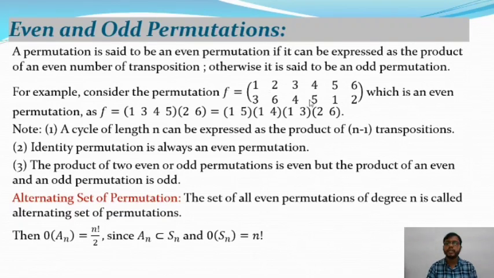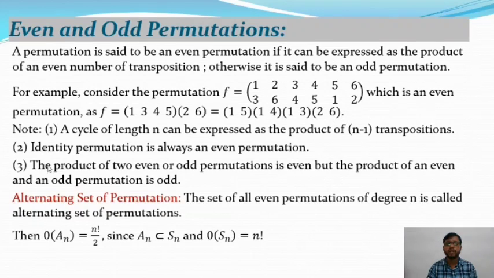So any permutation can be written as a product of cycles, and from the above theorem, any cycle can be written as a product of transpositions. Okay, so (1 3 4 5) is a cycle of length 4, and it can be written as (1 5)(1 4)(1 3). So it is the product of 3 transpositions, and the second cycle remains the same. Okay, so the above permutation can be written as a product of 4 transpositions. So this is an even permutation.